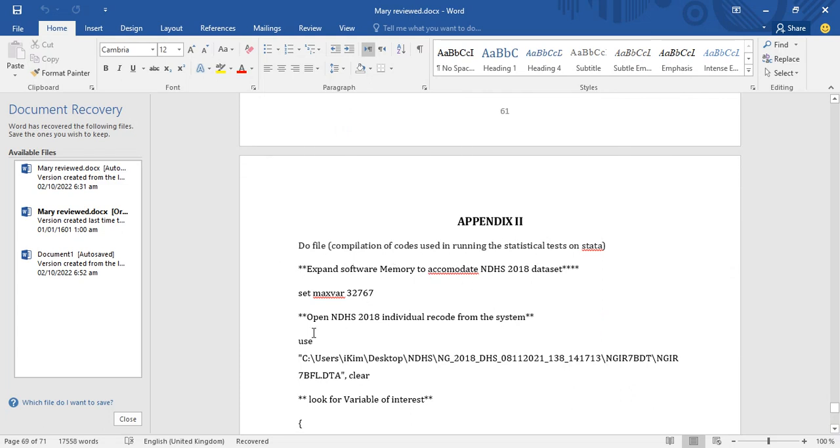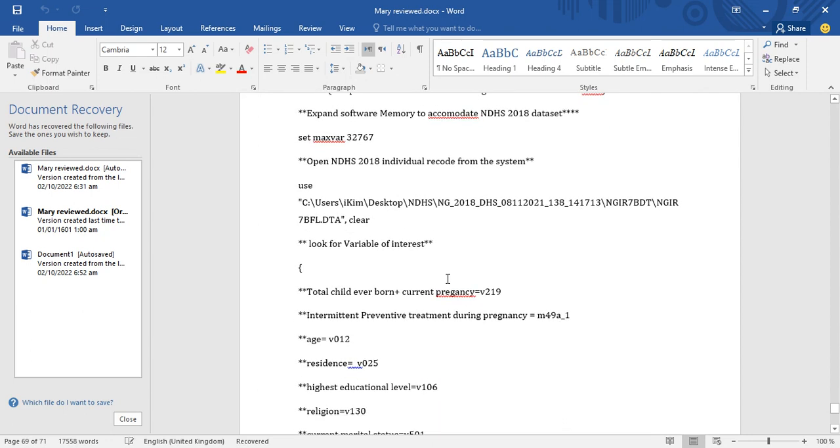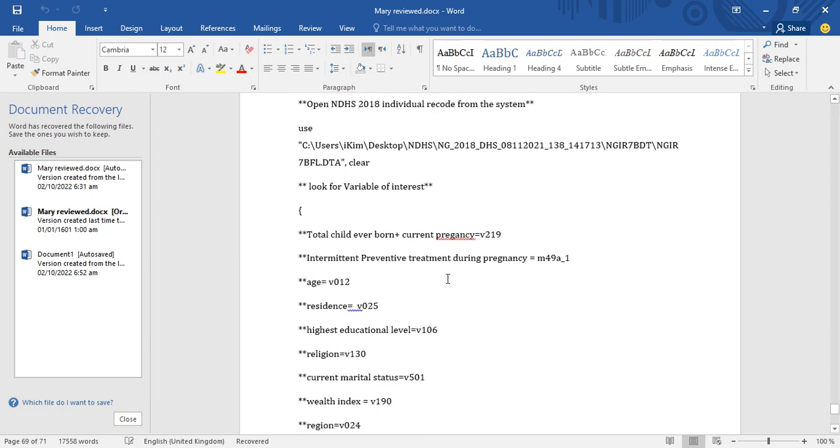Now I said we expanded the memory, and then we get to identify the data we need, like the variables we need. You know, I told you we have thousands of variables, out of which what we need is not even up to 20. So we have to select the variables we need.